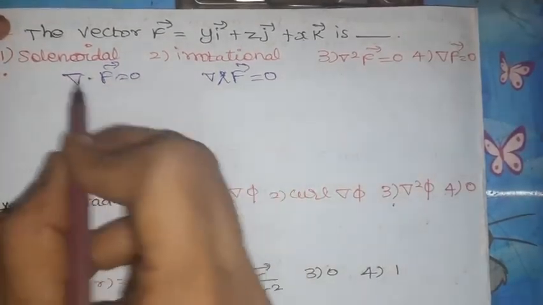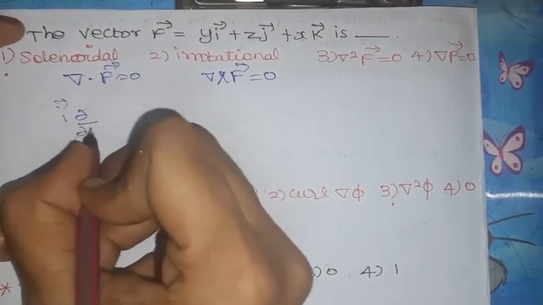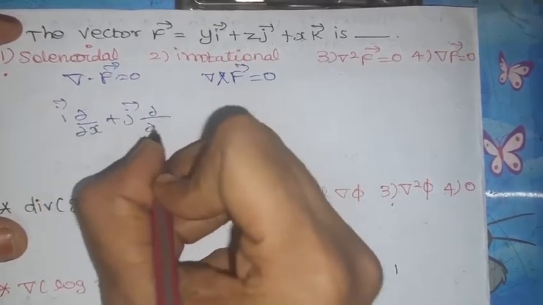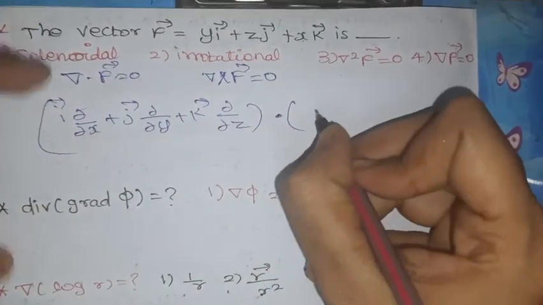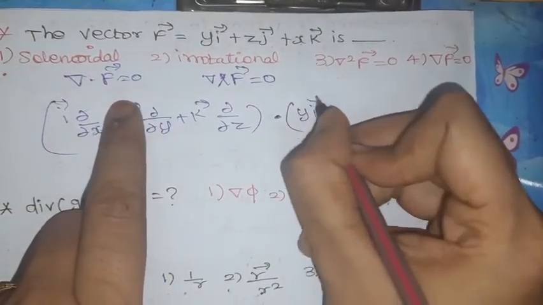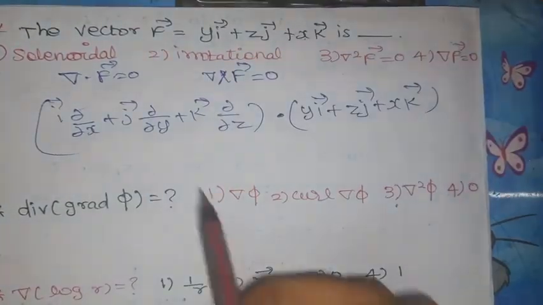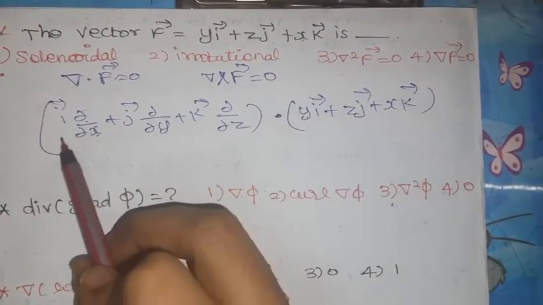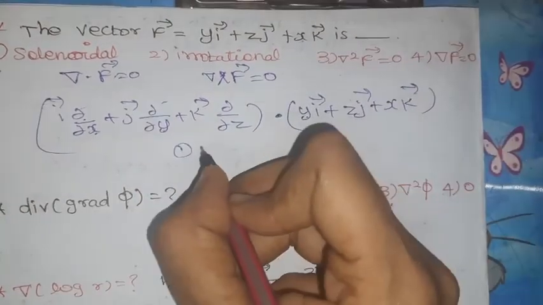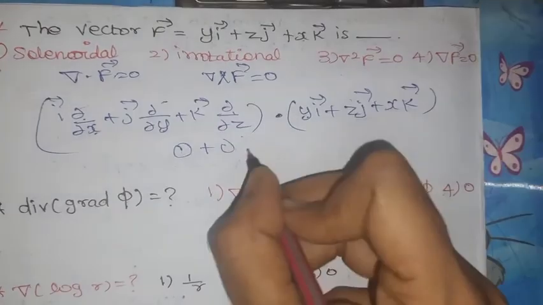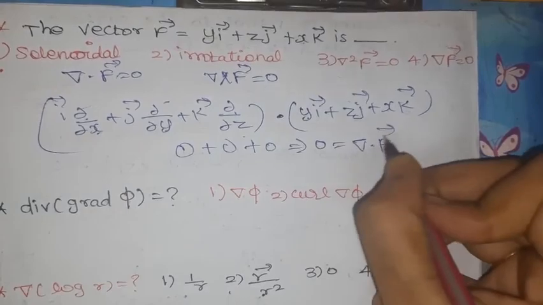So first we find out for solenoidal. Del dot f is i into dou by dou x plus j into dou by dou y plus k into dou by dou z, applied to the vector f, which is yi plus zj plus xk. Del dot f: dou by dou x of the first term, i dot i, gives 0 only. Then dou by dou y of z is 0. Dou by dou z of x is 0. So 0 plus 0, obviously del dot f equal to 0. Obviously the given vector is solenoidal.